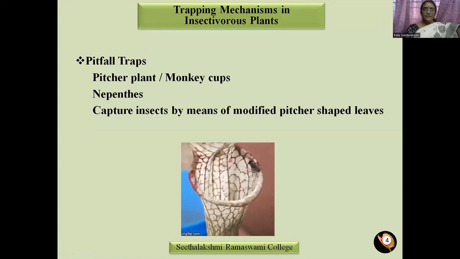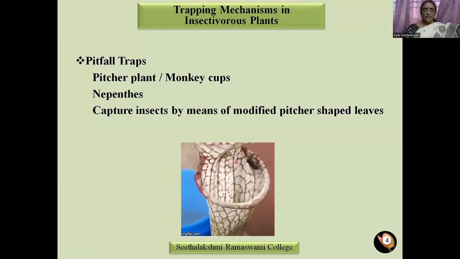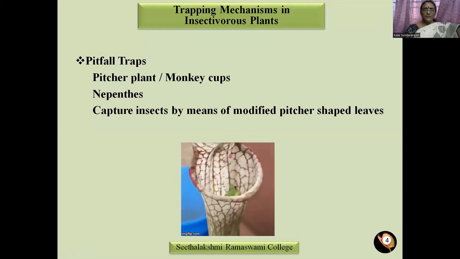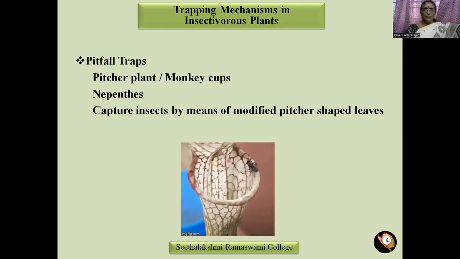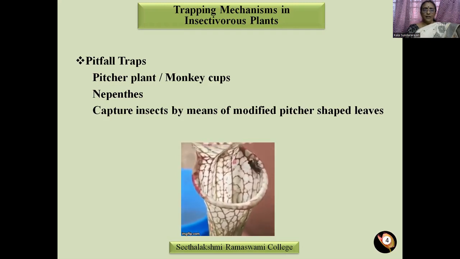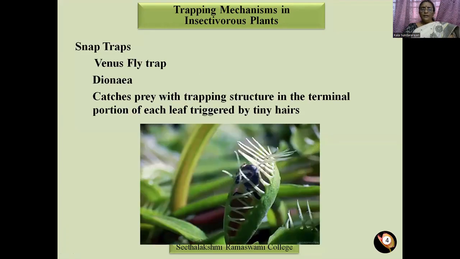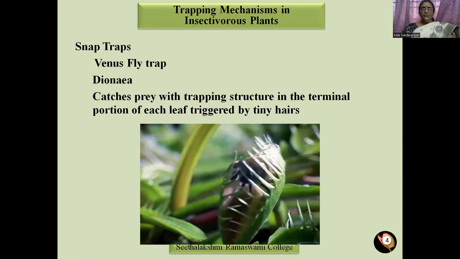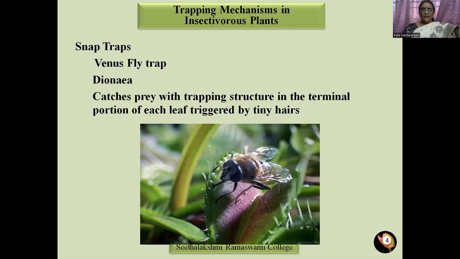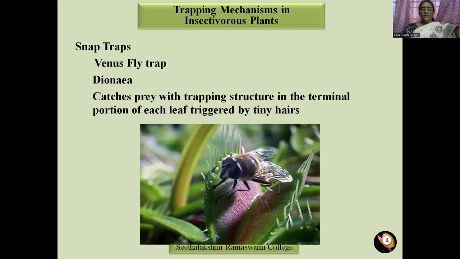Pitfall traps, such as those found in pitcher plants, are among the most common types of traps and employ a hollow, lipped leaf filled with liquid to passively collect and digest prey. The next type of trapping mechanism is the snap trap, such as those of the Venus flytrap, which use rapid leaf movement to actively catch insects. It catches prey with the trapping structure in the terminal portion of each leaf, triggered by tiny hairs.